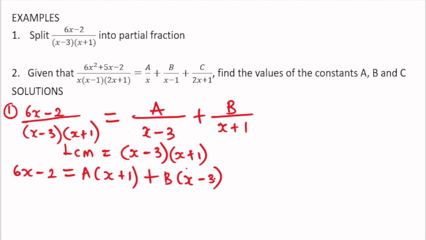We'll close the bracket. So the next thing we're going to do, we need to look for the constants A and B. And how we'll go about that, we'll be making use of the substitution method.